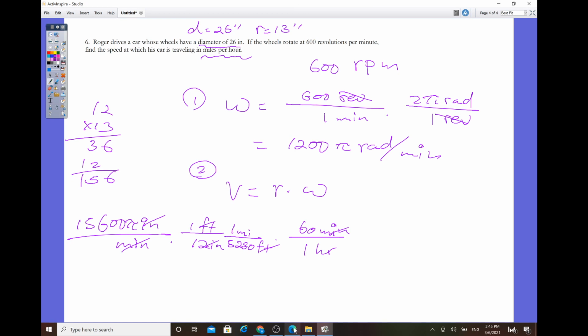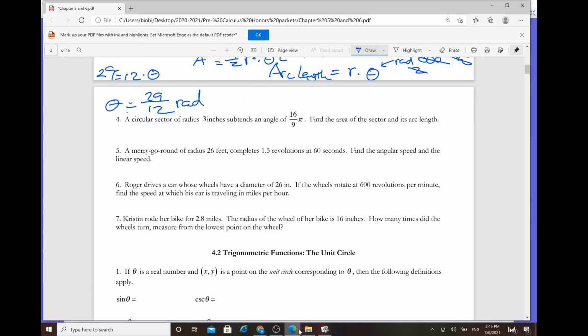So now let's see what else. Back to the template. Okay, so the other one. Kristen rode her bike for 2.8 miles, and the radius of the wheel of her bike is 16 inches. How many times did the wheel turn? Measure from the lowest point on the wheel. So that means we need to find out the number of turns, or the number of revolutions.